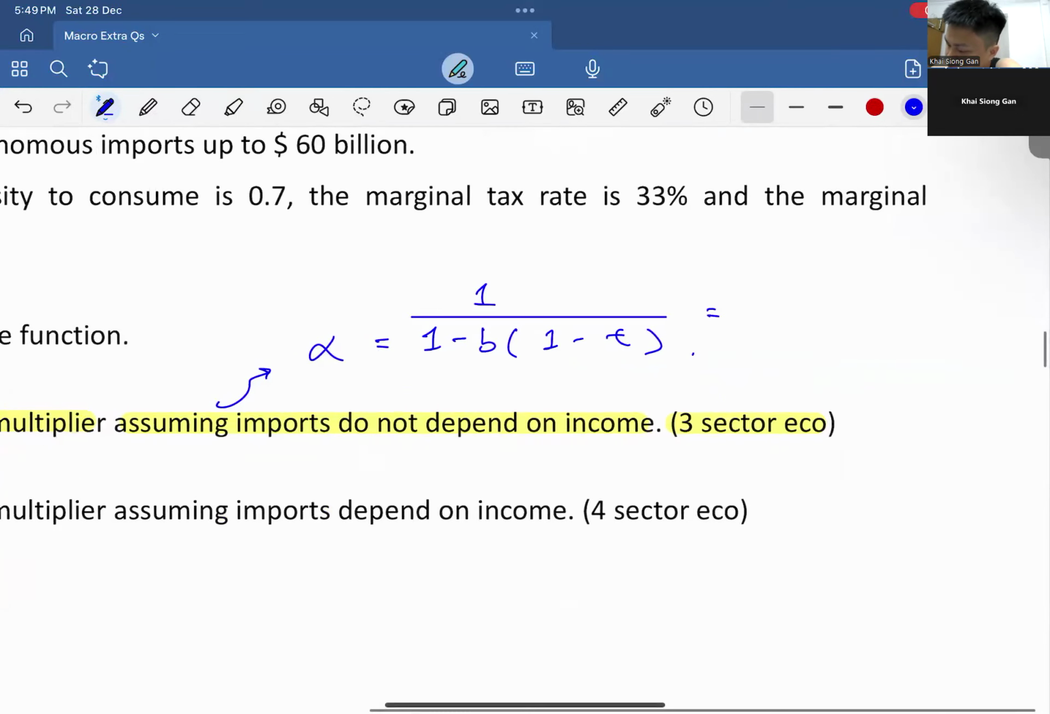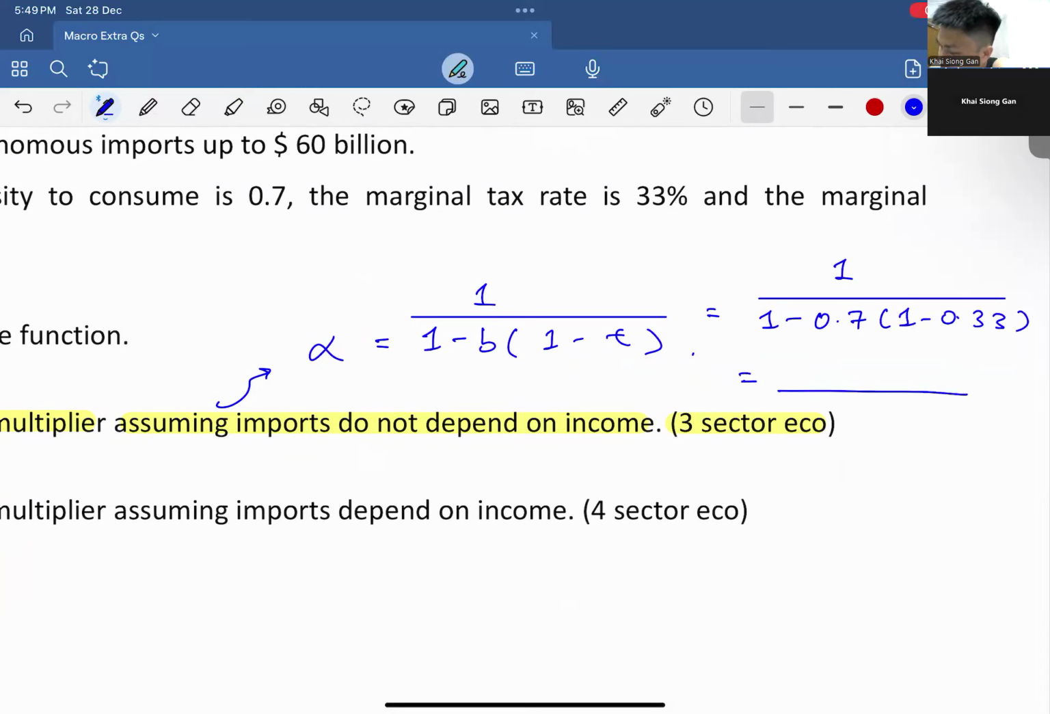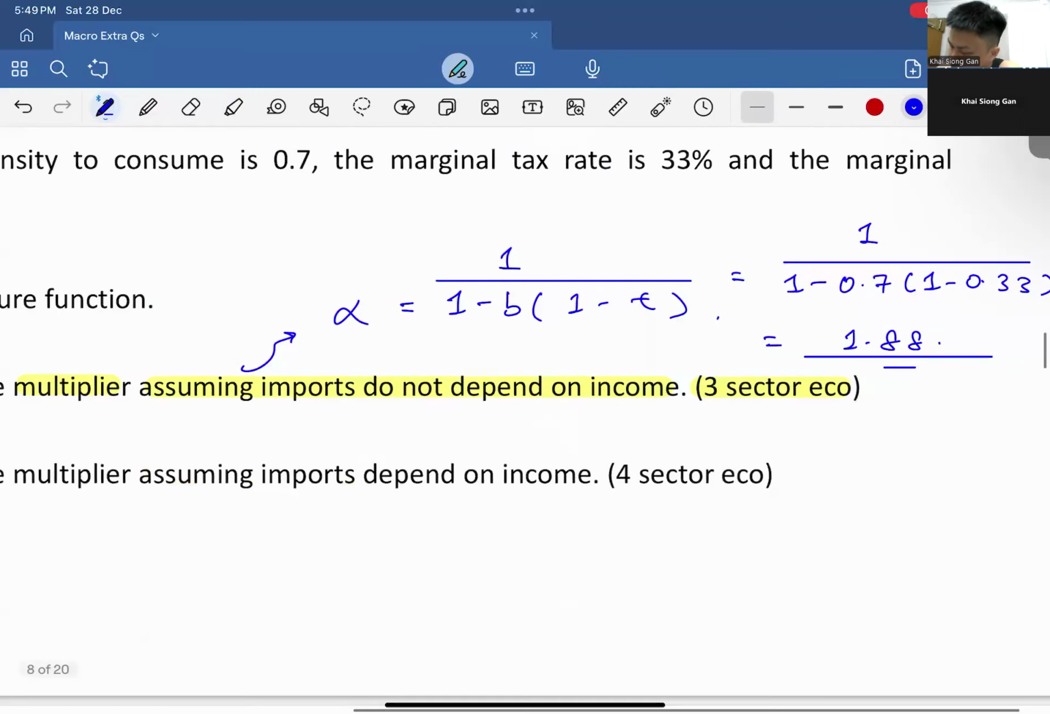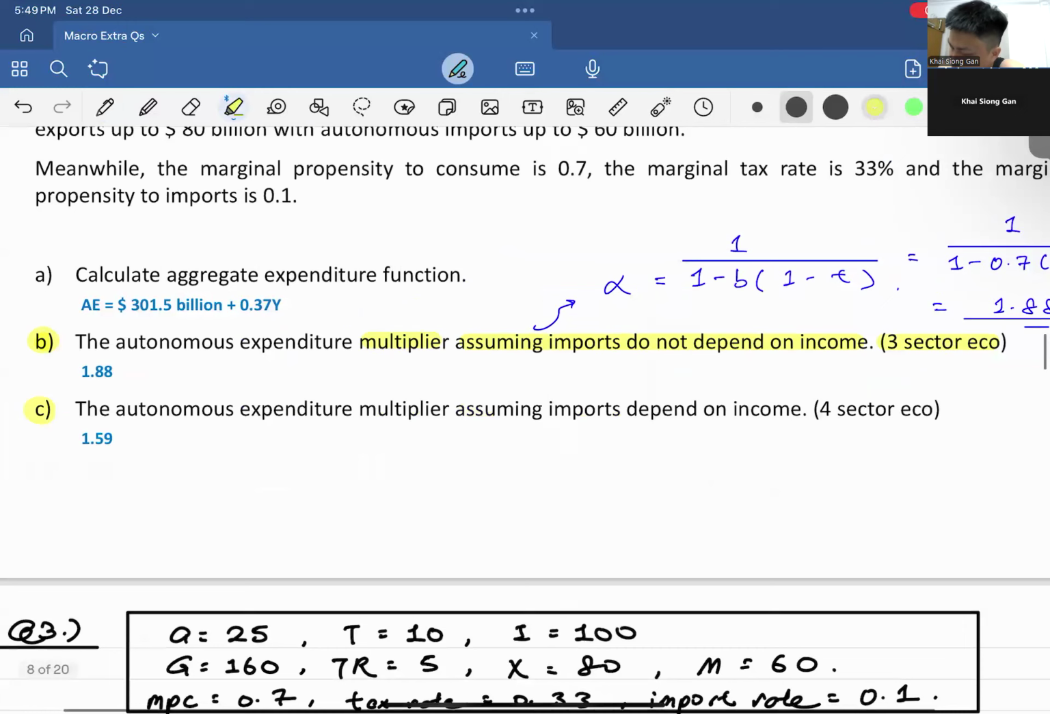I can do that straight away here already. 1 divided by 1 minus B. B is MPC 0.7. And then 1 minus 0.33. At the end, you will get the answer already. So this one is very easy. It's just that students may be confused with the wording. So you will be able to get 1.88. Okay, 1.88.